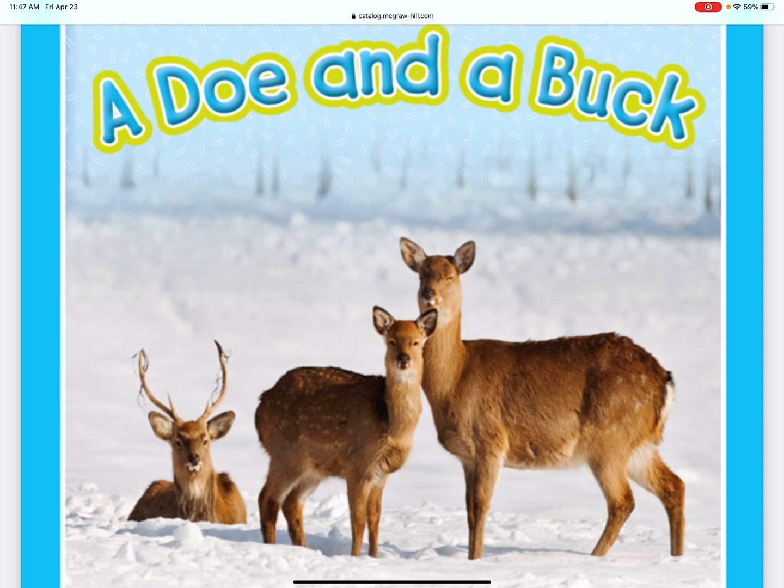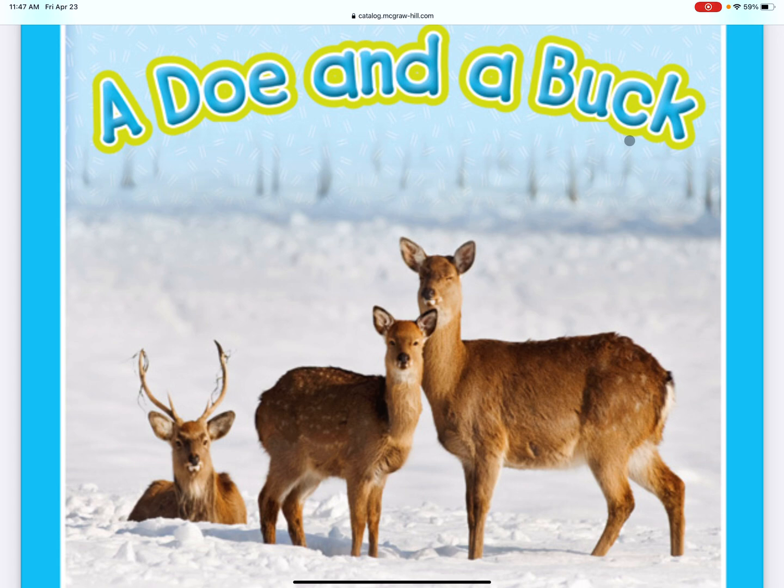But when the cover of the book is illustrated by an author, most of the time it's going to be a fiction piece. A fiction piece is when the author makes up a story in his own mind. The events could be based on true events, but it's mostly make-believe. But like I said, we're going to be reading the story A Doe and a Buck today.